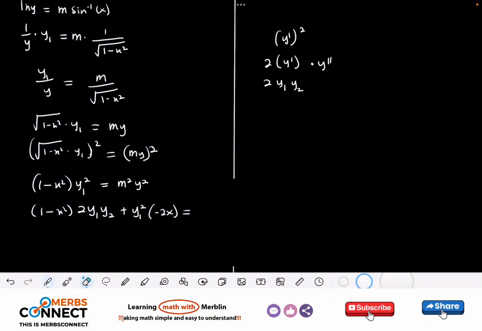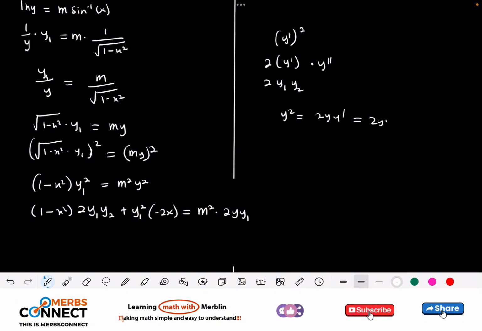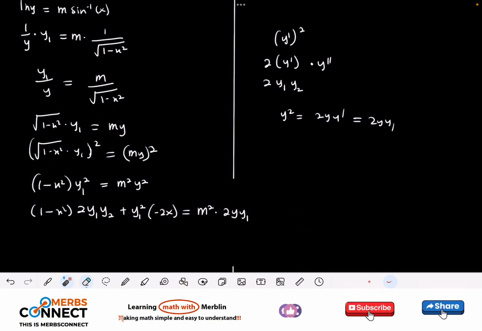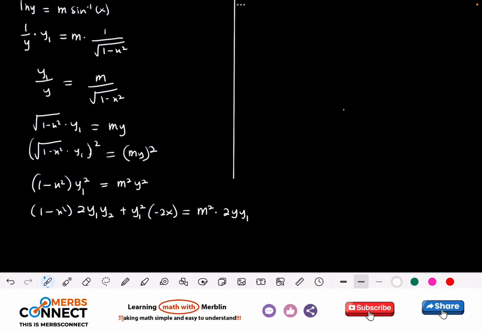Let me try and clean this one. So this one is going to give us m squared. When I differentiate y squared, I'm going to have 2y y1. So it's like I'm differentiating y squared. So this is like 2y y prime. But as we said, y prime can be written as y1. So that's the reason why we are having this one also here. Okay. So now that we have this, let's try and simplify and see.